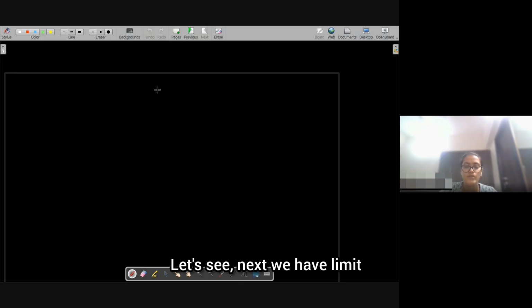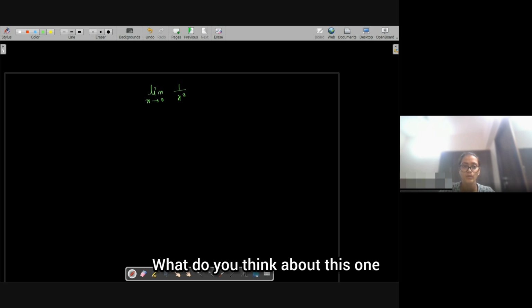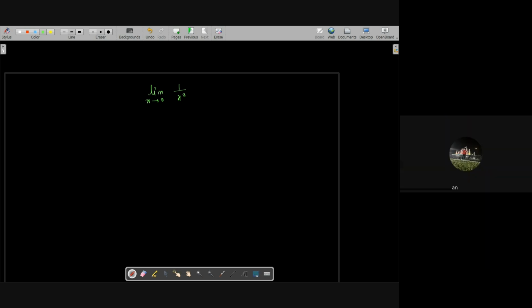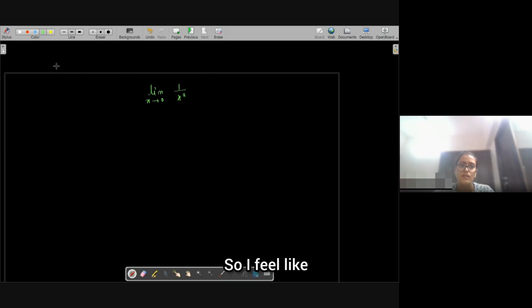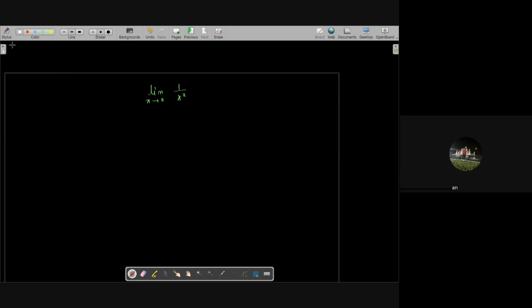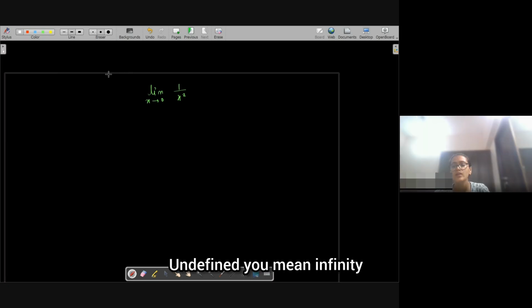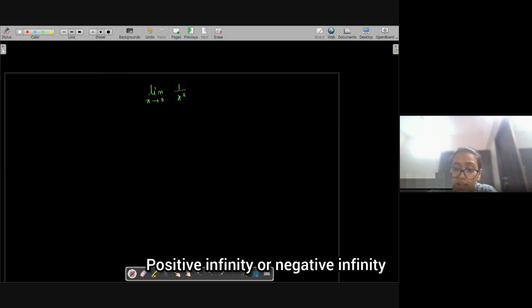Let's see. Next we have the limit as x approaches 0 of 1 over x squared. What do you think about this one? Because x can't equal 0, right? So I feel like it would be undefined. Undefined, you mean infinity? Positive infinity or negative infinity?